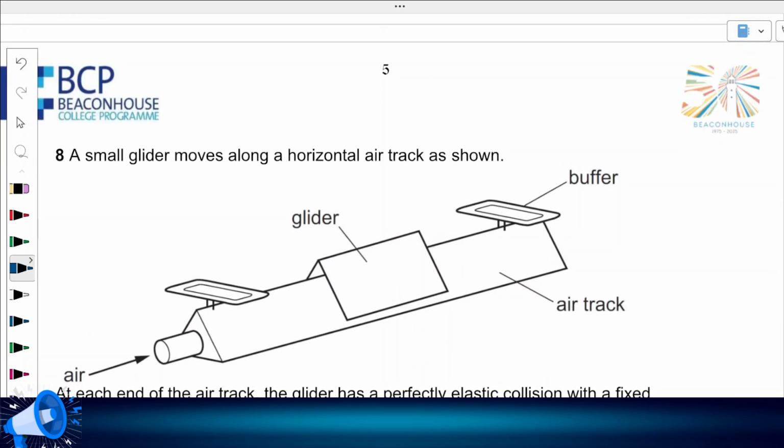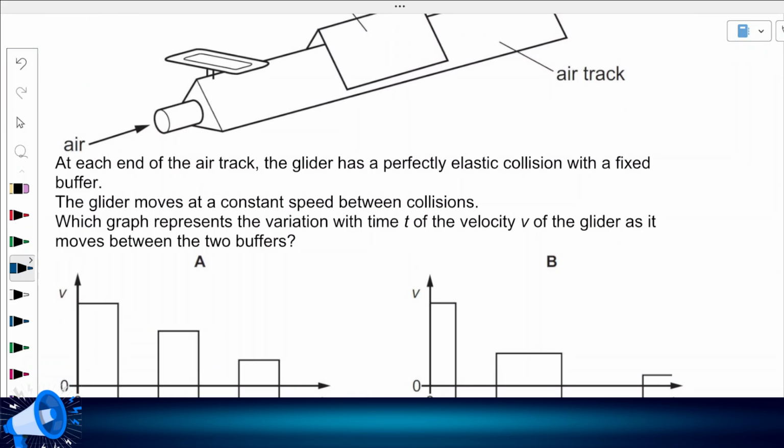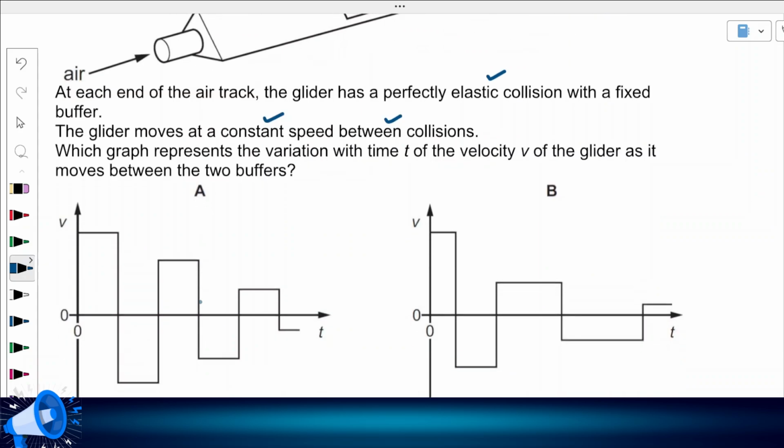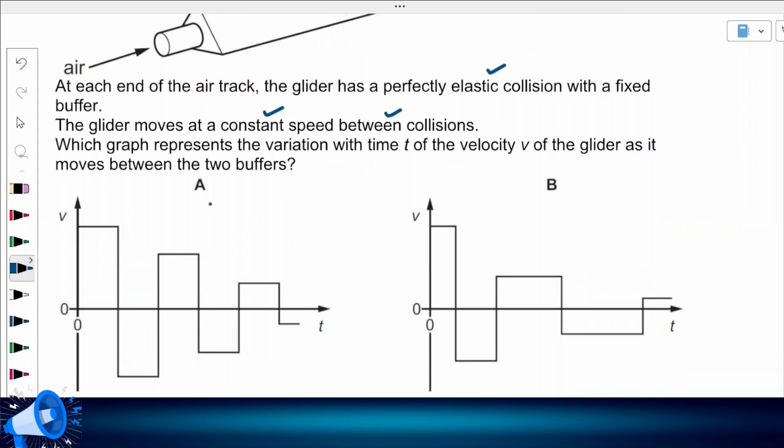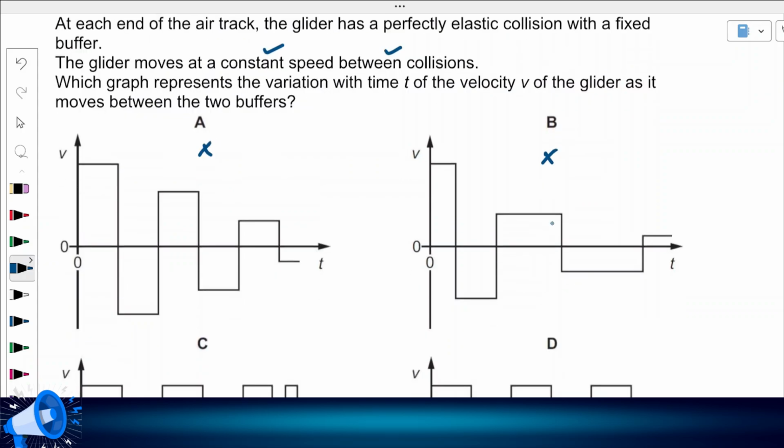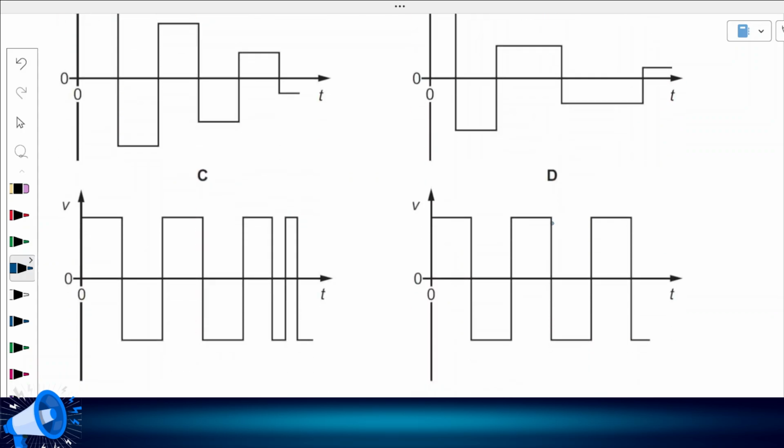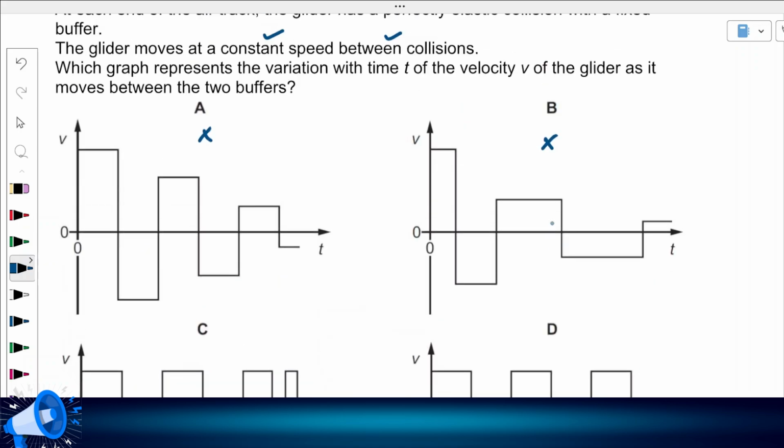A small glider moves, and let me read this importantly. The glider moves at a constant speed between collisions, and the collisions are perfectly elastic, which means the speed is not going to decrease. So which graph represents the velocity? A and B are not even considered because the collision is perfectly elastic. At each end of the track, the collision is perfectly elastic, so the kinetic energy, hence the speed, should remain constant.